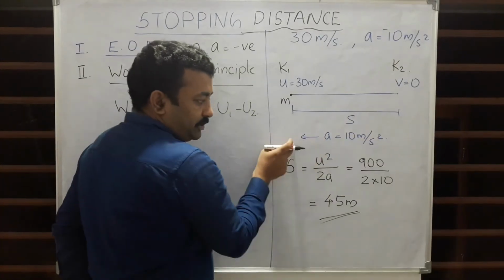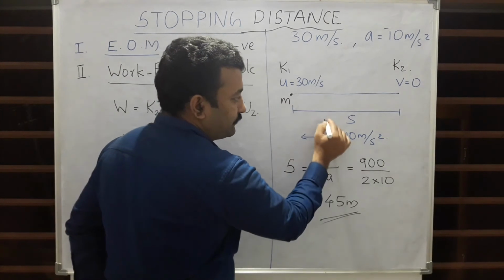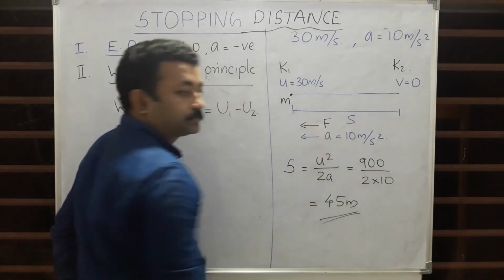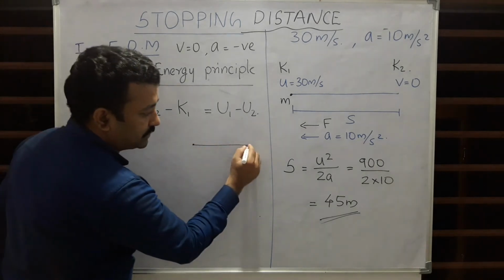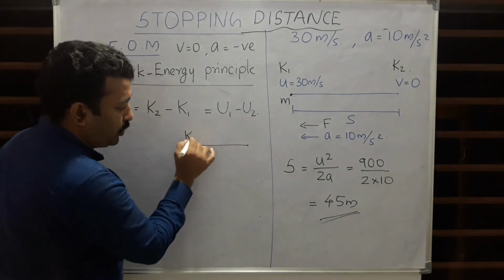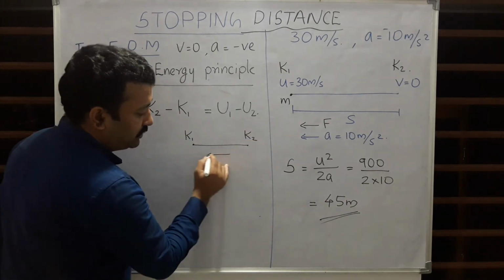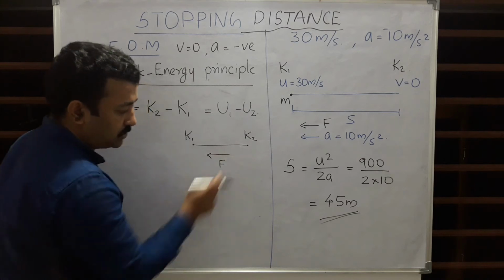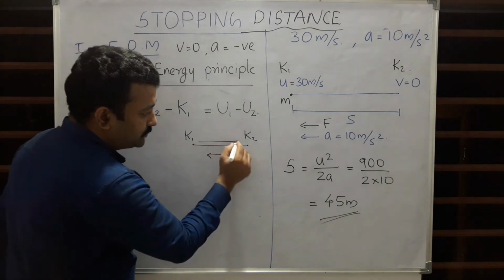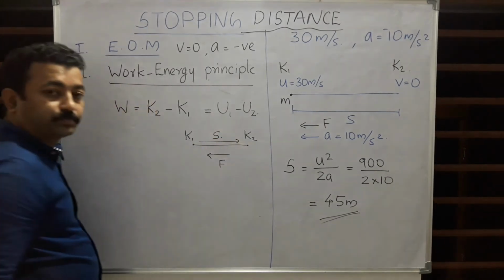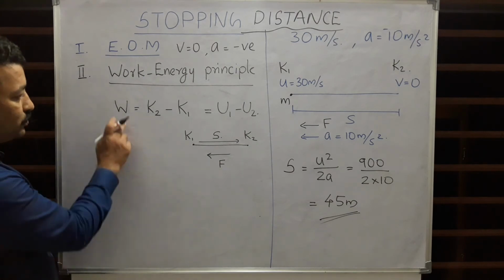When there was an acceleration or a retardation like this, we can assume if there is a mass m, there is a force acting in this direction. So my situation can be depicted like this. Initially this was having k1, finally this was having k2. When there is a force acting in the backward direction, or there is a retarding force acting, a displacement S is taking place. This is the problem.